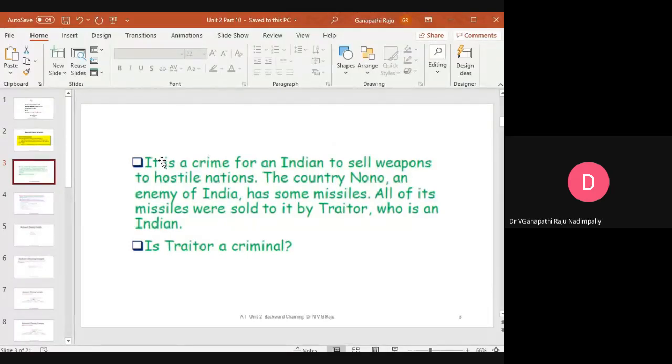Now, today we are taking the same knowledge base. It is a crime for an Indian to sell weapons to hostile nations. Earlier, we discussed it with an American; maybe the textbook has American. We have changed it to Indian. The country, an enemy of India, has some missiles. All its missiles were sold to it by the traitor. Now we should prove: is the traitor a criminal?